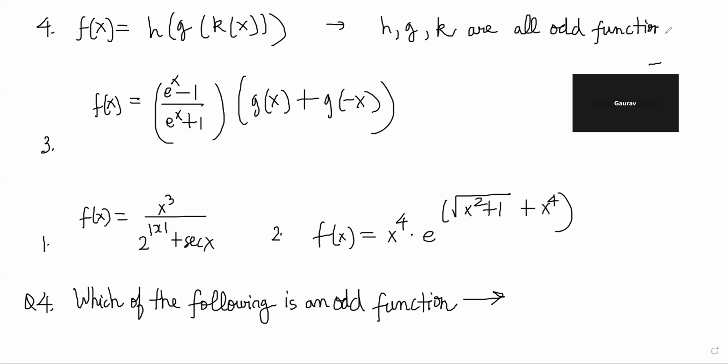Have you written all the options? Yes, sir. Here, whenever we are saying we don't know anything about g of x, h, g, k, we just know this much information that these are functions, and here in this option, these are odd, right? Yes. Okay, so question number 5 now.